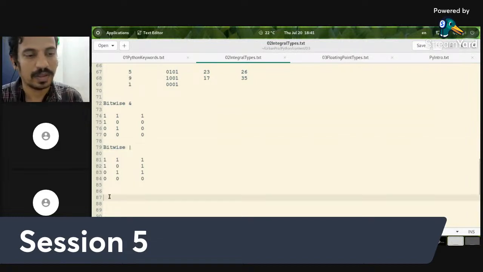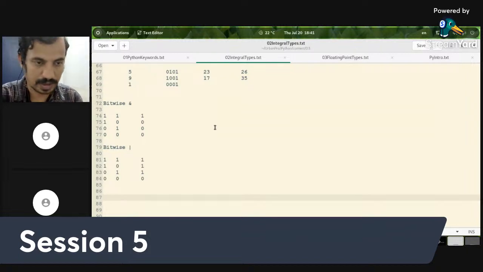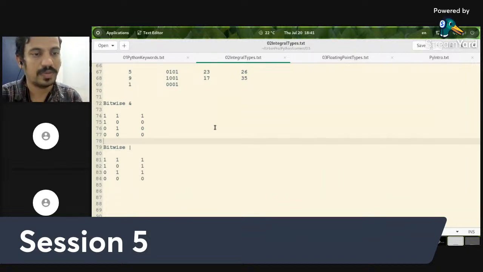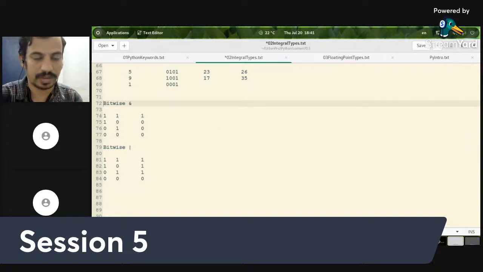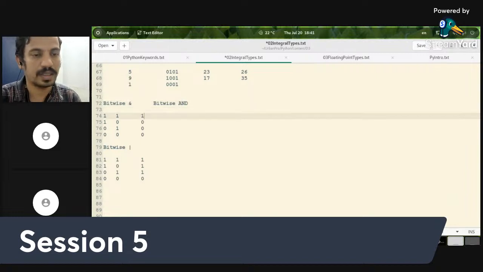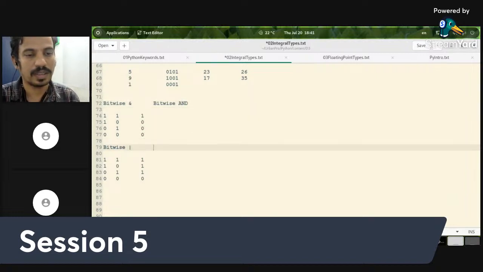Next is, let me write the names also here. This is called bitwise AND, this is called bitwise OR.